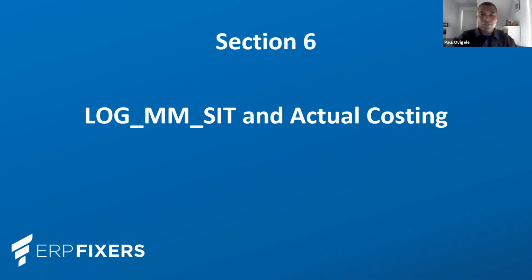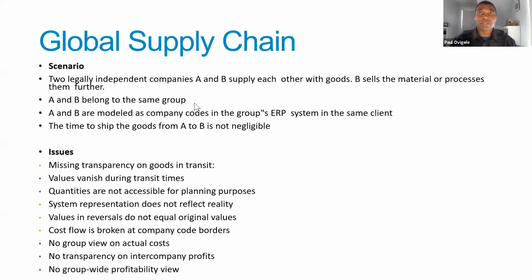Now, an extra feature of SIT is that when combined with material ledger actual costing, it does more things, and I'll try to go through these as quickly as I can, without rushing through what could be important to learn. So take a global supply chain, two legally independent companies, and they sell each other's goods. Company B does further processing. They belong to the same group. They have to be in the same controlling area and the same client, and the time to ship from one to the other is a long period.